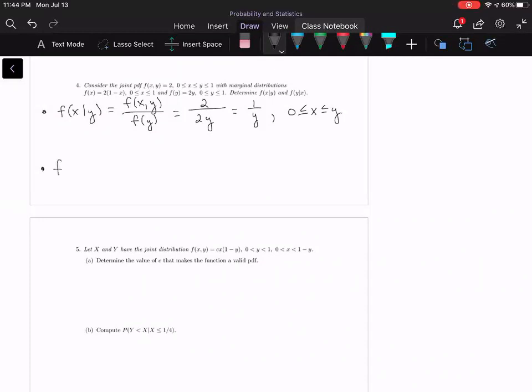For the other one, f of y given x, it's still the joint on top, the appropriate marginal on bottom. The joint distribution is 2. The marginal distribution of x is 2 times 1 minus x, which simplifies to 1 over 1 minus x. Anyone have an idea what the support of y is here?